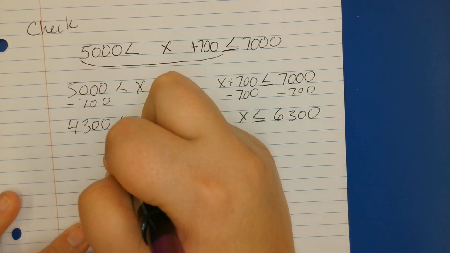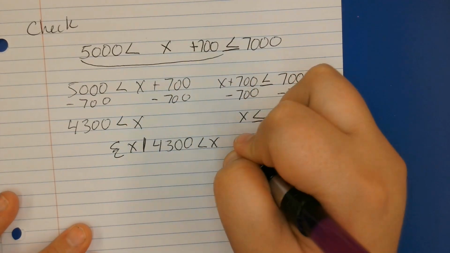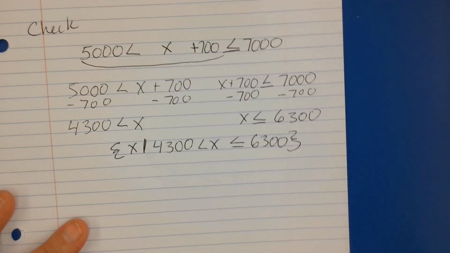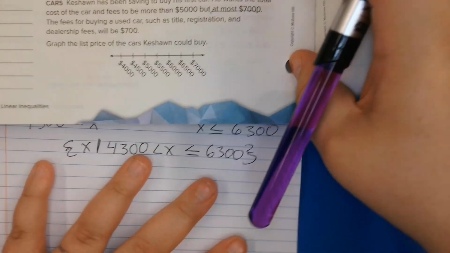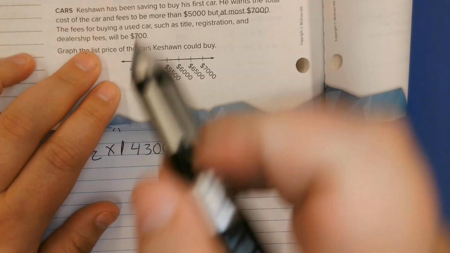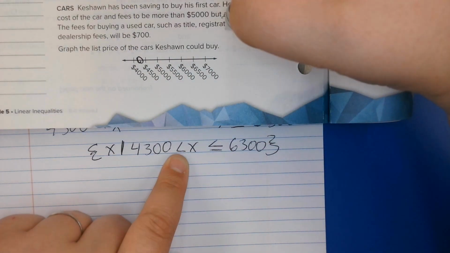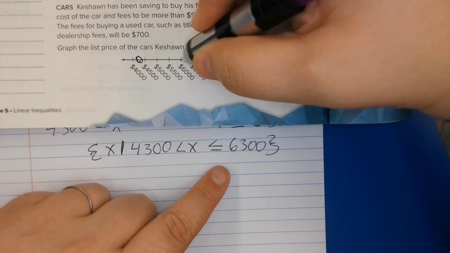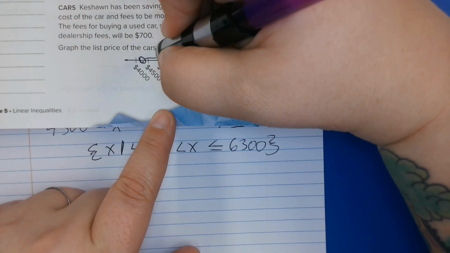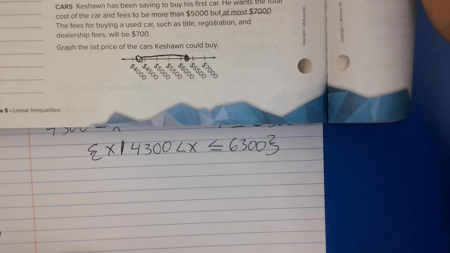So set builder notation: 4,300 is less than x, which is less than or equal to 6,300. And then we have to graph it. I'm going to go back here. 4,300 is going to lie between 4,500 and 4,000, and it is going to be an open circle. 6,300 is going to lie between 6,000 and 6,500. It is going to be a closed circle, and the cost of his car is going to lie somewhere between these 2 points, with 6,300 being a possible answer.